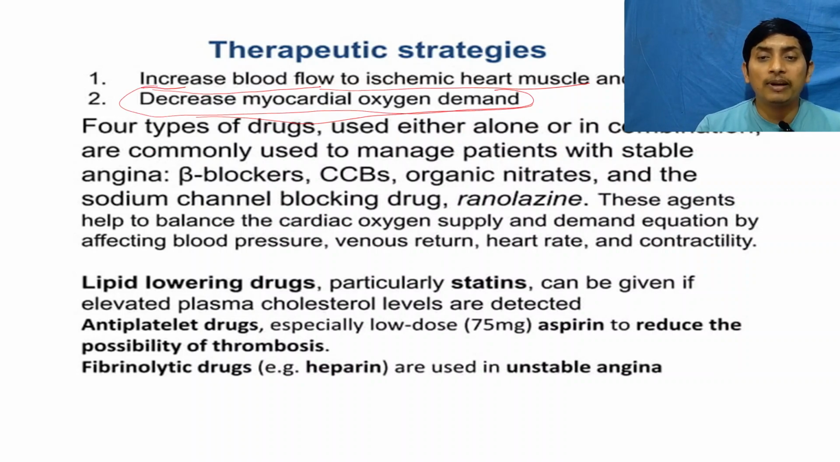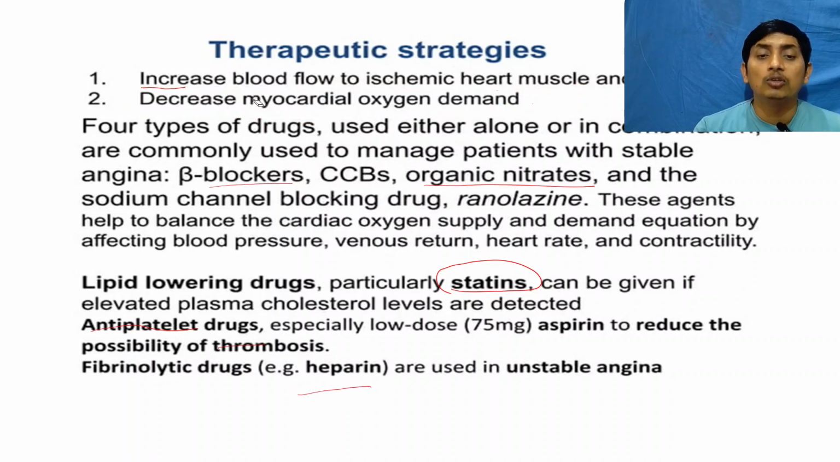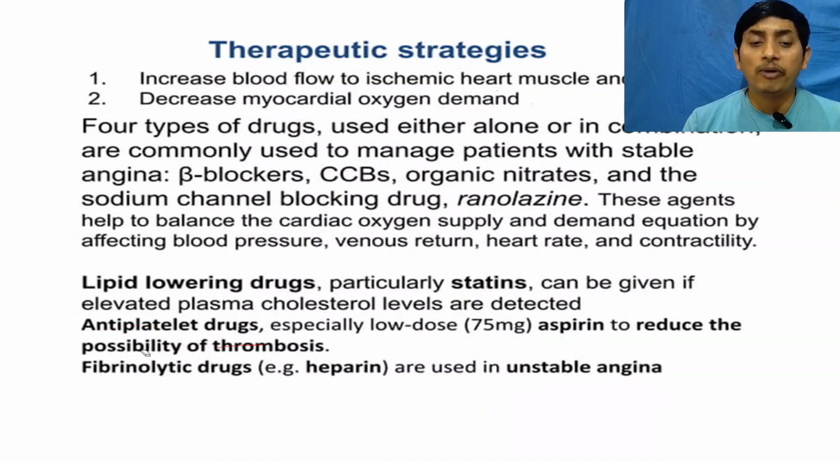There are four types of drugs available, used either in combination or alone. Beta blockers are there, calcium channel blockers are there, nitrates are there, and some new drugs are there. Statins are also there. Statins are lipid lowering drugs, which also decrease the cholesterol level. Antiplatelet drugs are there, which mainly prevent clotting of blood. For thrombosis, heparins are used. So different drugs are used, and we are going to discuss them one by one. Even aspirin is widely used for the treatment of angina, and it is also given prophylactically.